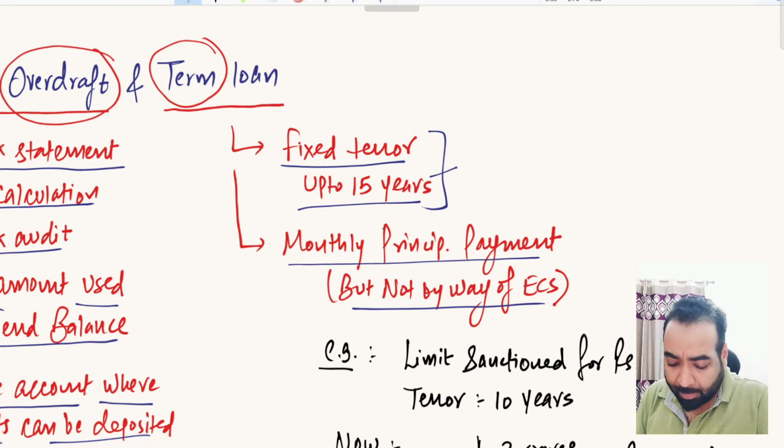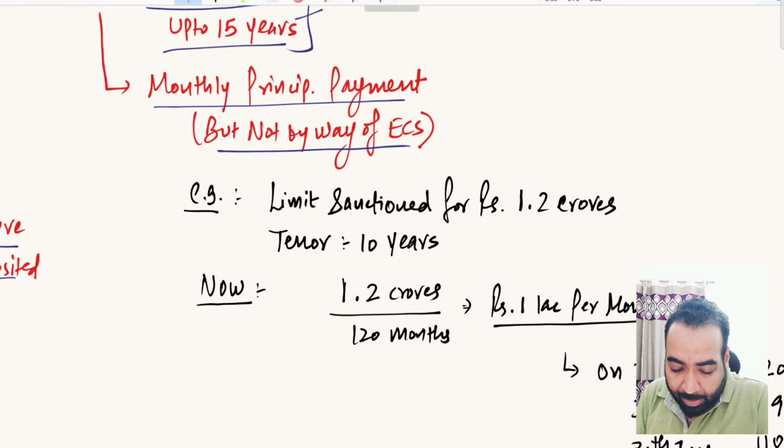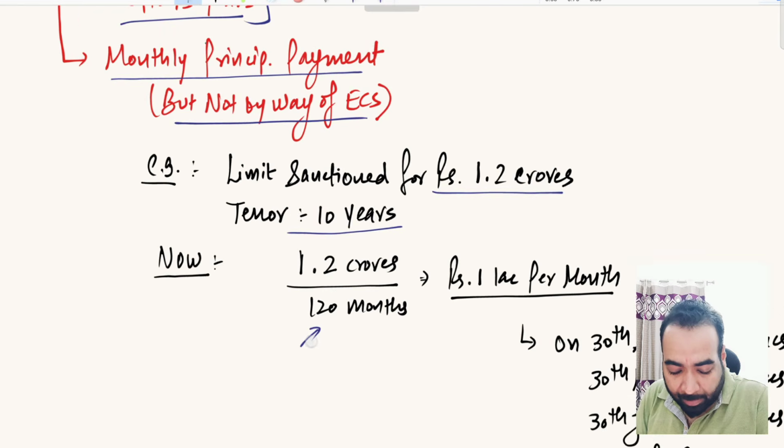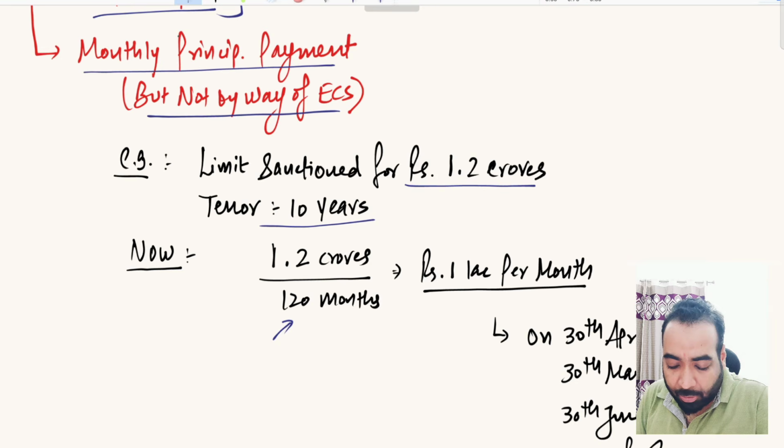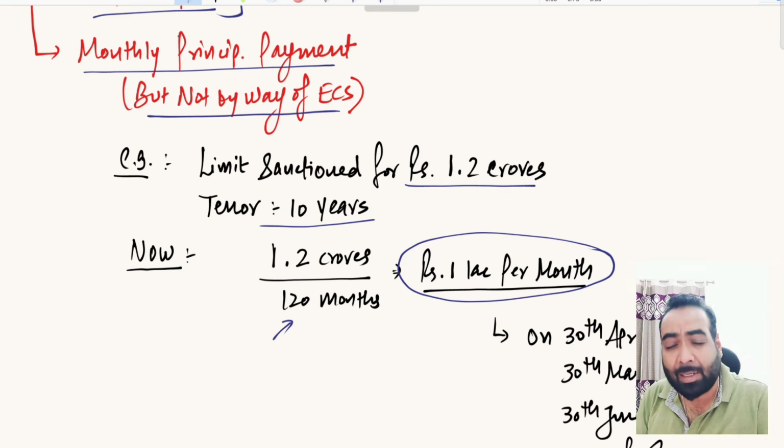Then how does DLOD work? Suppose your DLOD is sanctioned for 1.2 crores for 10 years. By 10 years, I mean 120 months, right? So every month your limit will drop automatically in the system by 1 lakh rupees. 1.2 crore divided by 120 makes 1 lakh rupees per month, an automatic drop in your limit account by the end of the month.